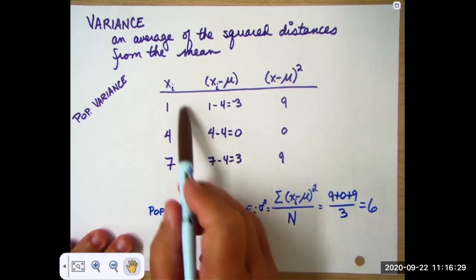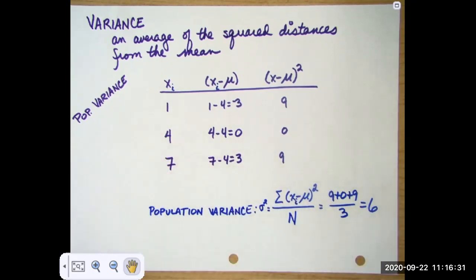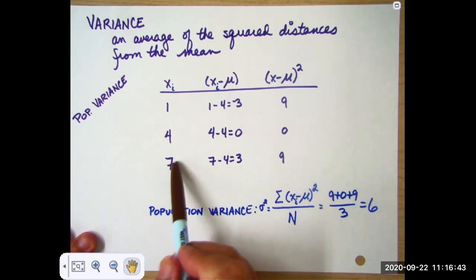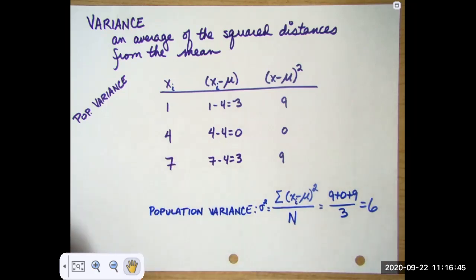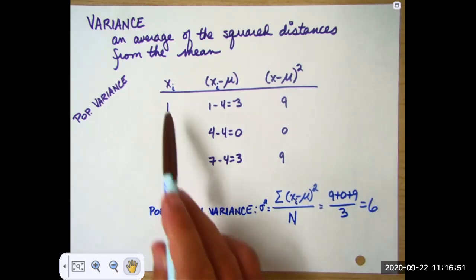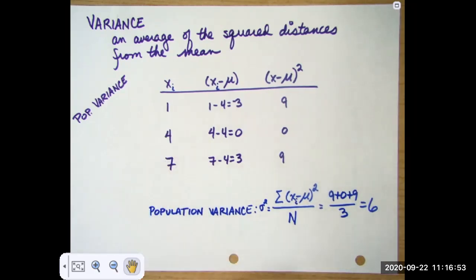If I'm telling you that this data set is the entire population of whatever it is we're measuring, then its variance is 6. Which is interesting because its range is 6 also. Now there is a slight difference if our data set is only a sample.